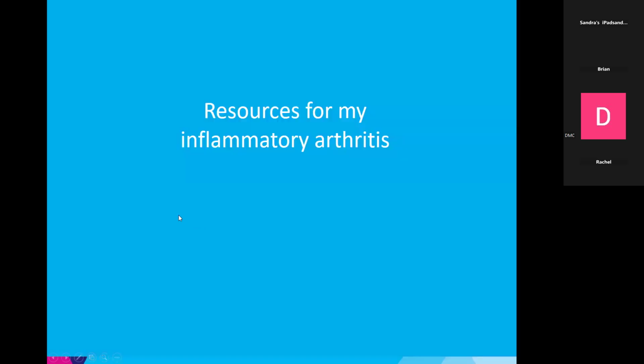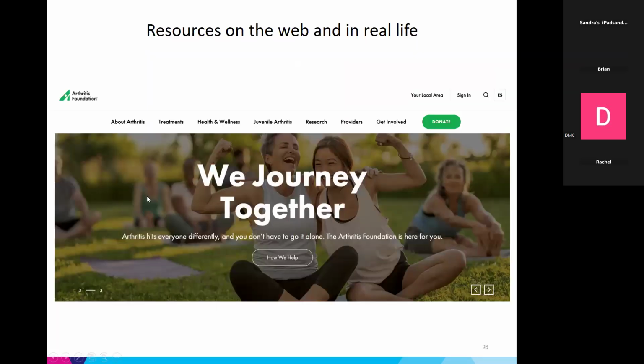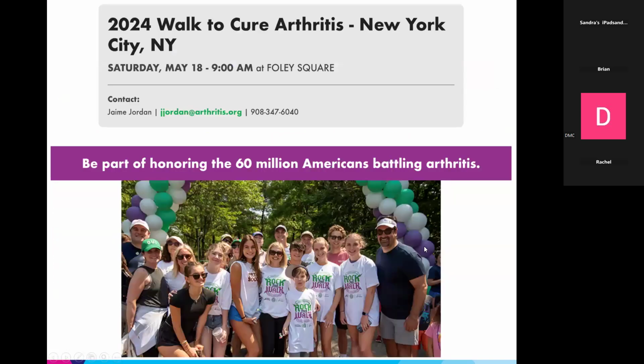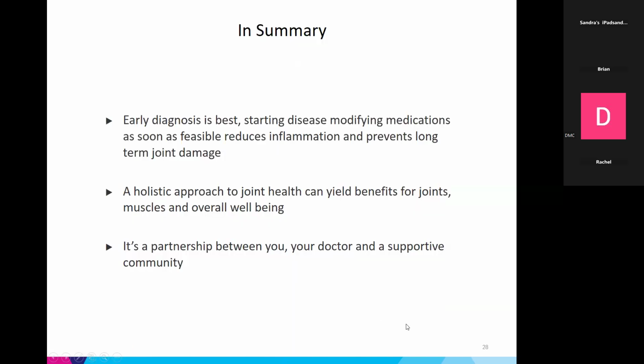All right, so what are some resources? I'm going to also let Jamie talk about this. But the Arthritis Foundation is here for you. There's a great website and lots of ways to get connected. Here's a picture from the Walk to Cure Arthritis earlier this year. And there's a whole community of people out there who have advice and their experiences to share.